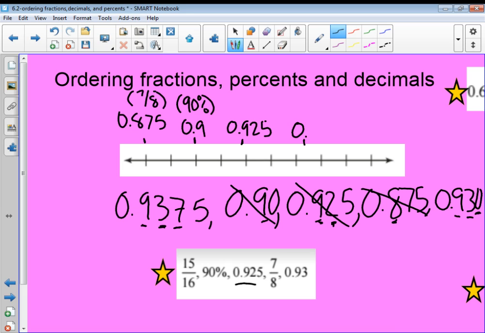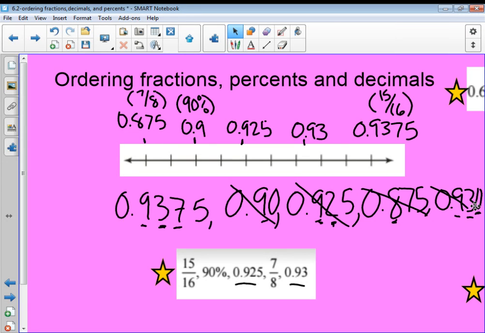So I have my 0.93, which was just my fraction. So I cross that off, and then my highest is 0.9375, which remember was my 15/16. All right. So that for your homework is hopefully what you'll be able to write out. And just being able to identify and compare your two numbers and putting them onto a number line.